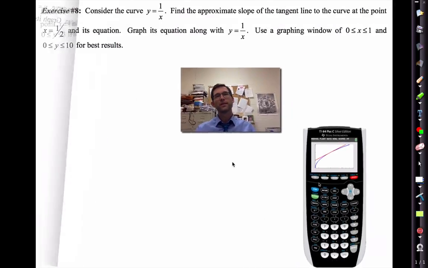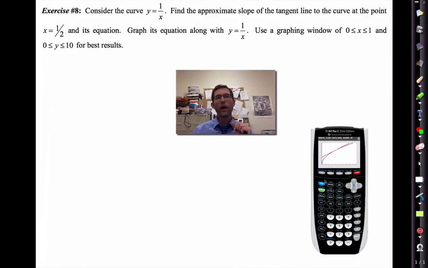Last one. All right, consider the curve y equals 1 over x. Find the approximate slope of the tangent line to the curve at the point x equals 1/2 and its equation. Graph its equation along with 1 over x. Use a graphing window, and so on. So same deal. Zoom in, etc., try to get it linear, all that. Pause the video now and work on it.